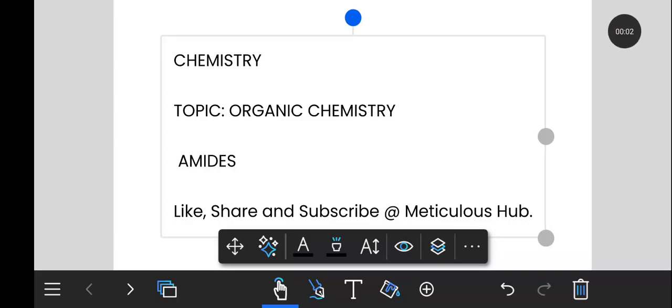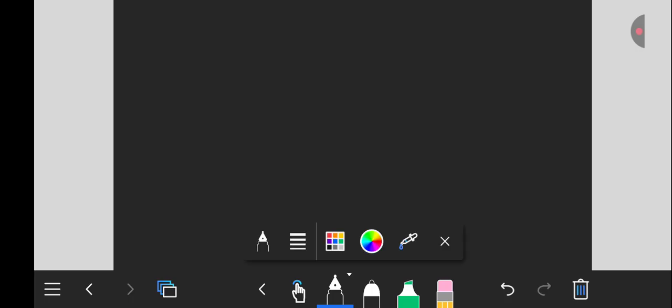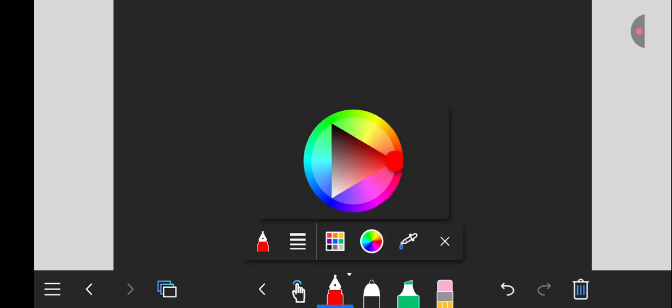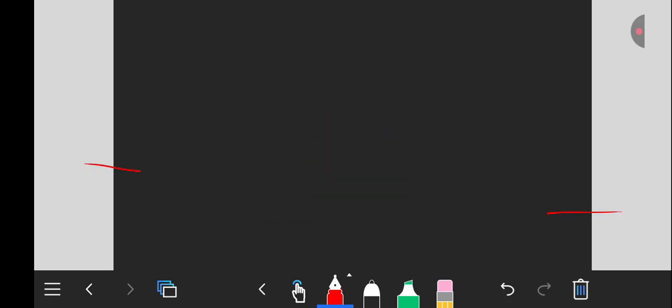In this tutorial, we're going to look at organic chemistry, and our focus will be on amides. So what are amides? Amides have this general formula.